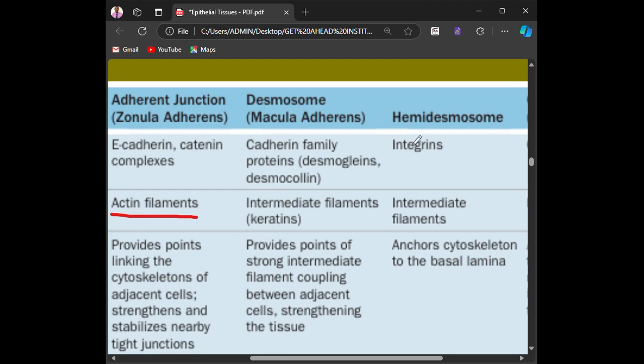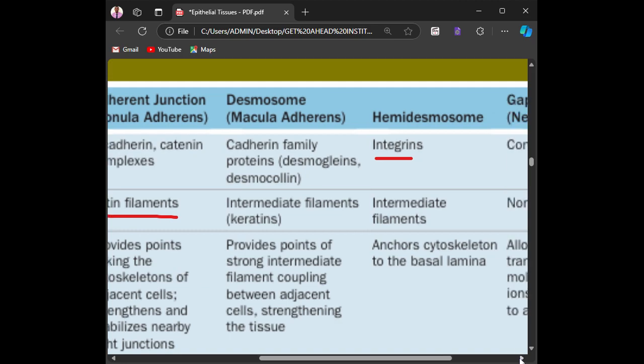Then lastly but not the least, we have what we call hemidesmosomes. These hemidesmosomes are made up of a transmembrane link protein known as integrins. They comprise intermediate filaments as well. The major function is that it anchors the cytoskeleton to the basal lamina. We are together.